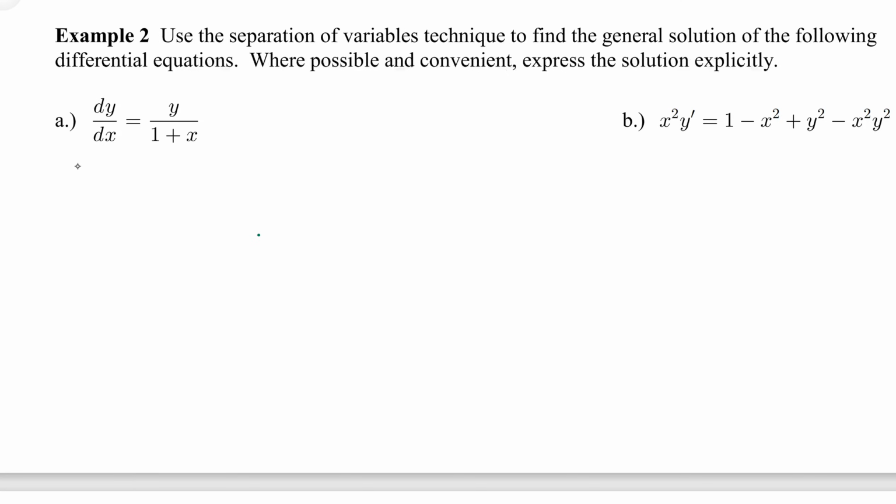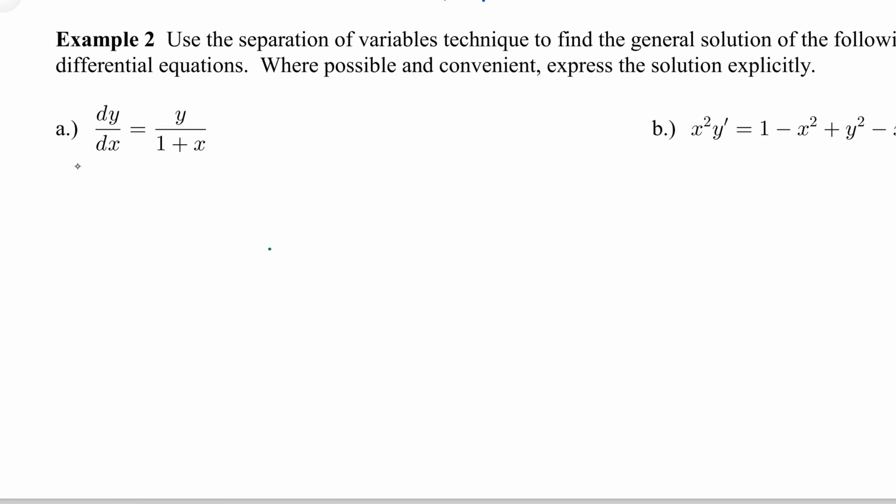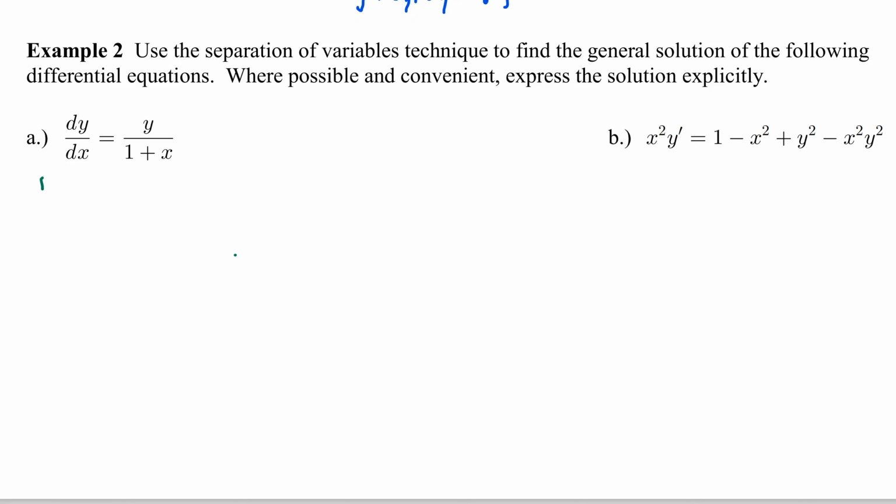I'm going to divide both sides by y to get 1 over y dy, and I'm multiplying both sides by dx. So we get 1 over 1 plus x dx. So once again, that's just algebra, dividing both sides by y and multiplying both sides by dx. We have successfully separated variables.